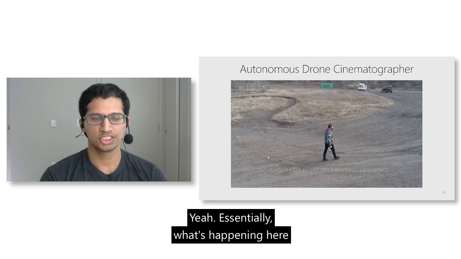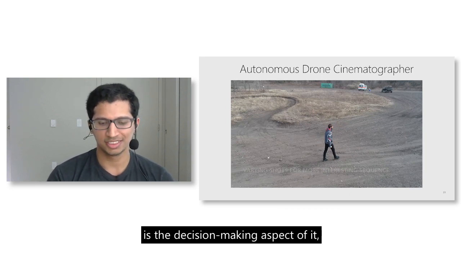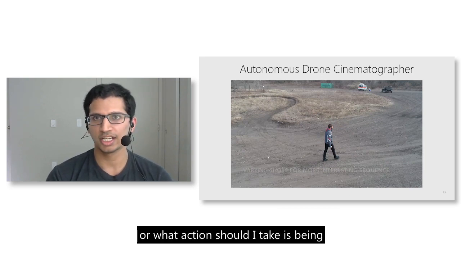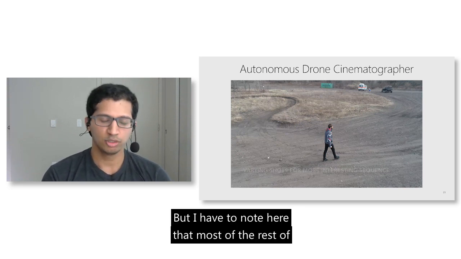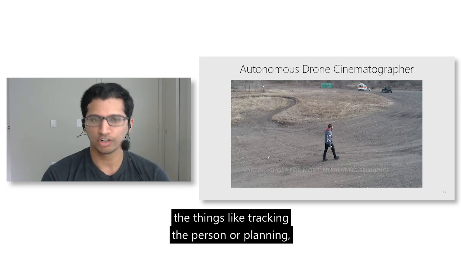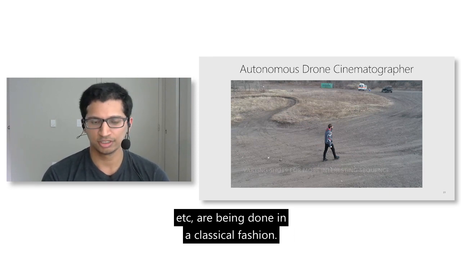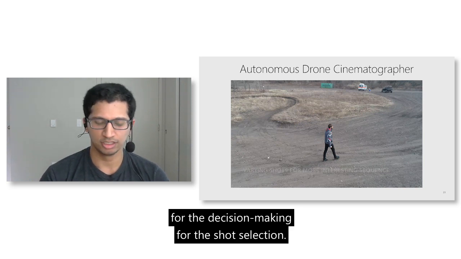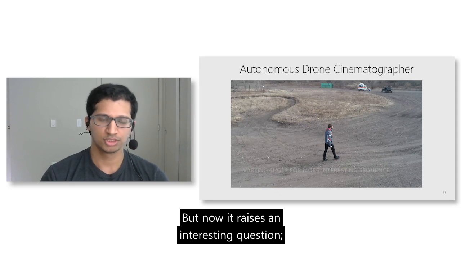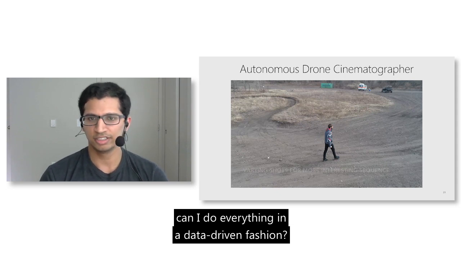Yep. So essentially what's happening here is the decision-making aspect of it, or what action should I take, is being dealt with by a data-driven reinforcement learning pipeline. But I have to note here that most of the rest of the things, like tracking the person or planning, etc., are being done in a classical fashion. So the reinforcement learning is mainly for the decision making, for the shot selection. But now it raises an interesting question. So can I do everything in a data-driven fashion?